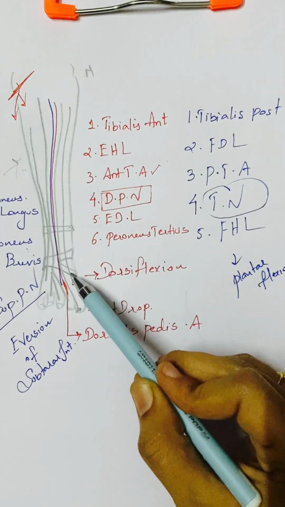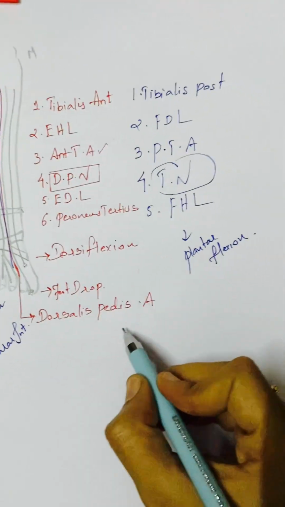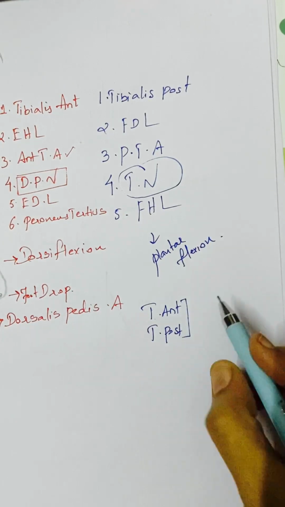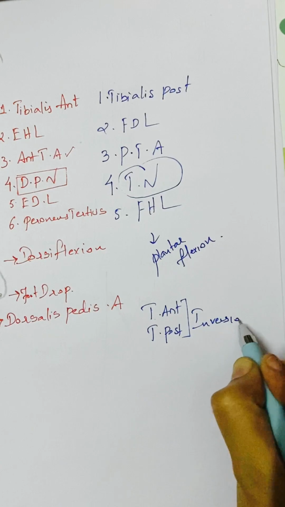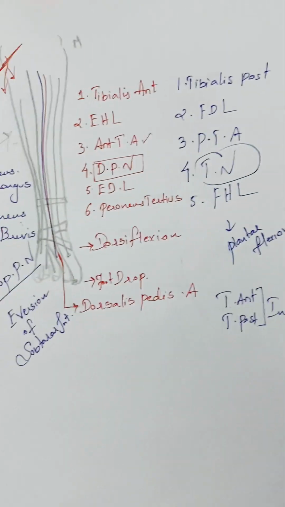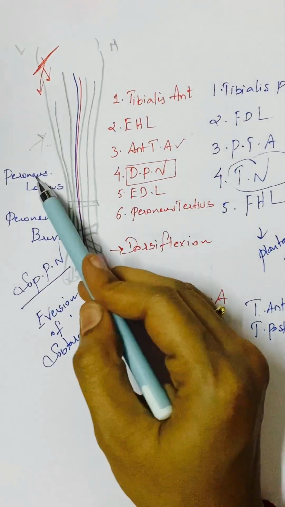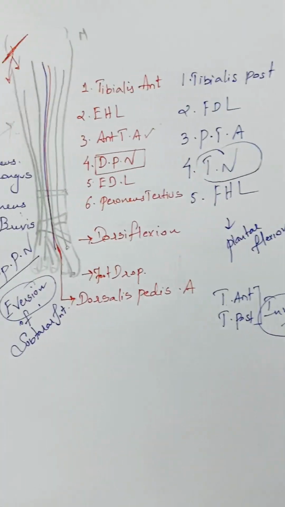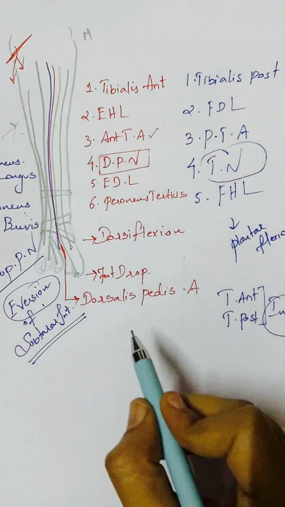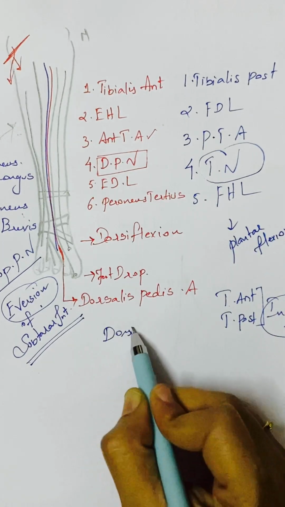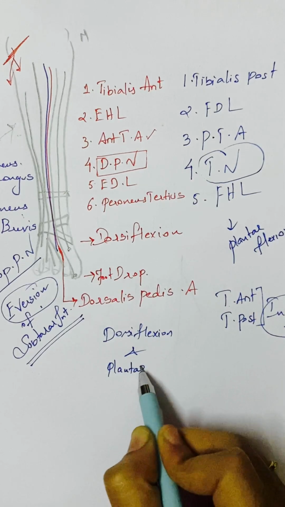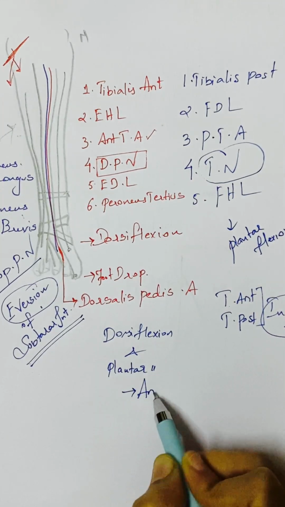So dorsiflexion is performed by anterior compartment muscles, plantar flexion by posterior compartment muscles. Tibialis anterior and tibialis posterior cause inversion, whereas eversion is caused by peroneus longus and brevis. We should know both inversion and eversion take place at subtalar joint, whereas dorsiflexion and plantar flexion take place at ankle joint.